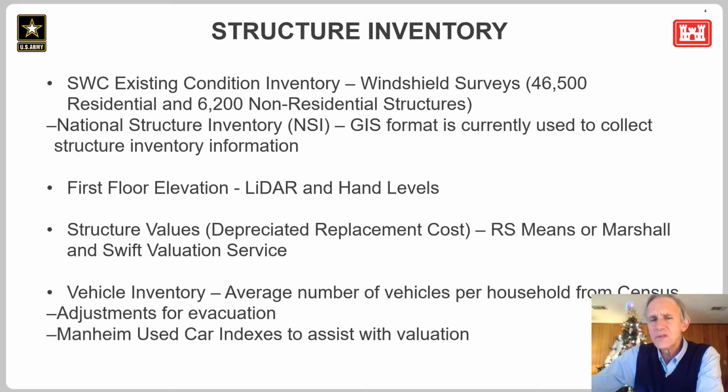There's been a lot of improvements to the NSI, the National Structure Inventory. For first floor elevation, we generally use LIDAR information, and for foundation heights, hand levels, or just looking at it from street view. Structure values are based on depreciated replacement cost, and RSMeans or Marshall and Swift valuation service is used in order to calculate those. For the vehicle inventory, we basically get the average number of vehicles per household from census information. We make adjustments for evacuation, and then we use the Manheim used car indexes to assist with the valuation of vehicles.